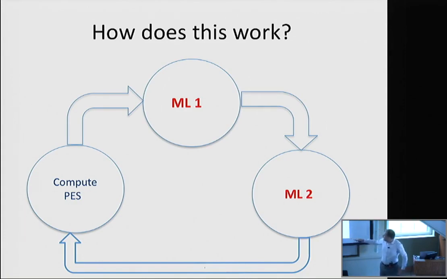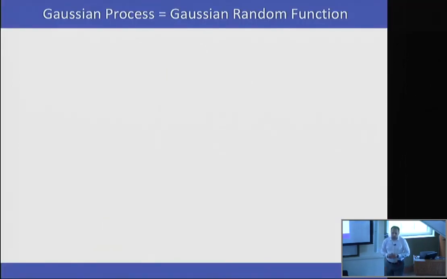Okay, and the machine learning model that I'm going to talk about is going to be provided by Gaussian process regression. So I'm going to say a few words about what Gaussian processes are and how we use them.